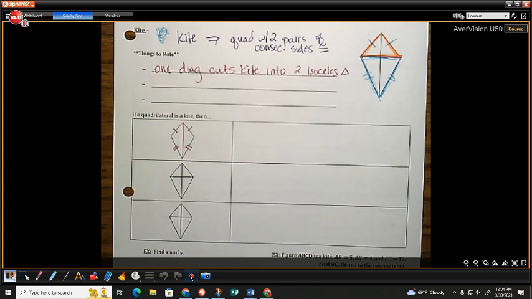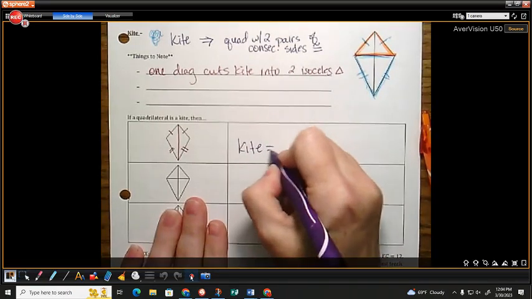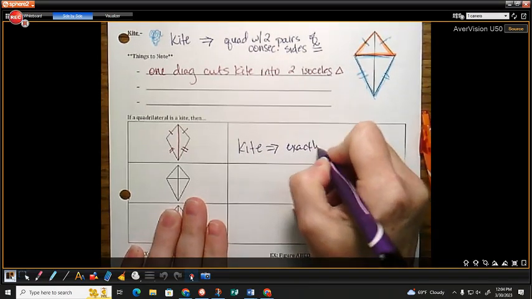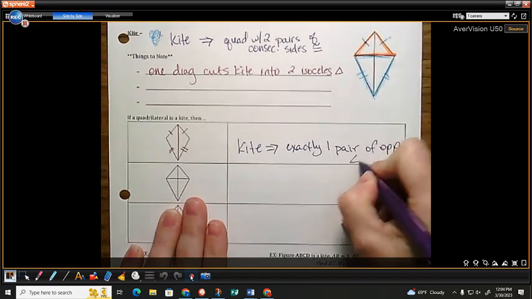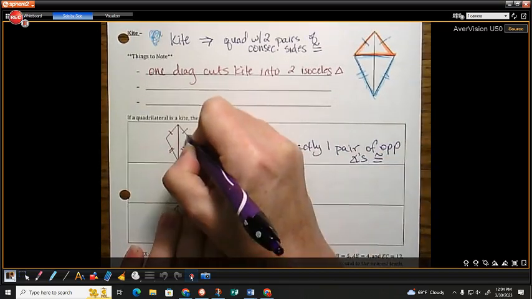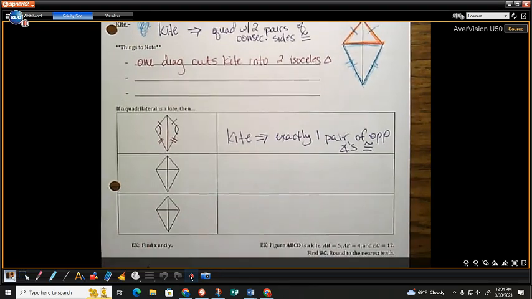How would you describe these congruent angles? Where are their positions in the kite? Well, that's a triangle, but how would you describe those angles by their position? They're the opposite angles. So that's one of your implied statements about a kite. In a kite, you have exactly one pair of opposite angles being congruent. Okay. And now I can erase this garbage.